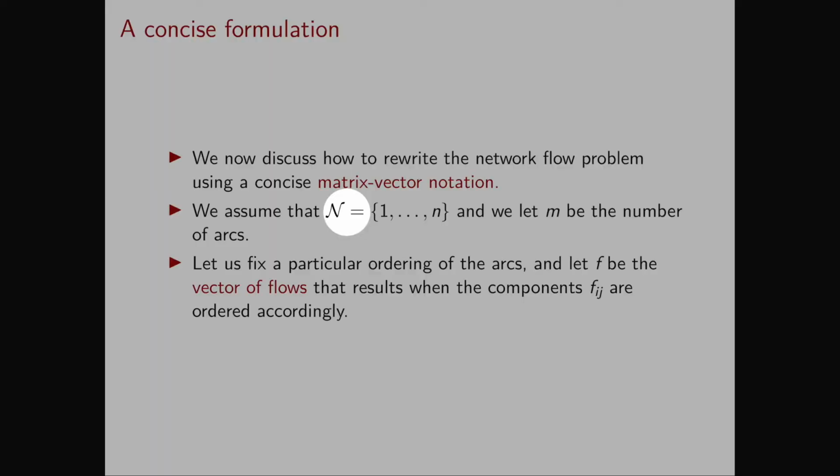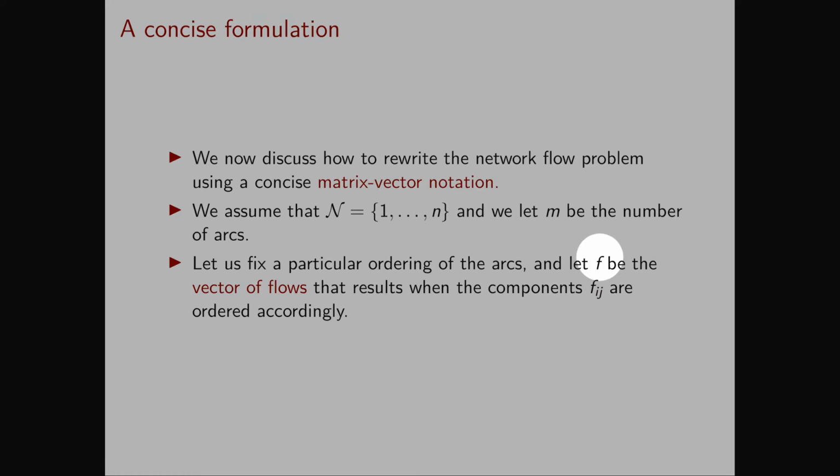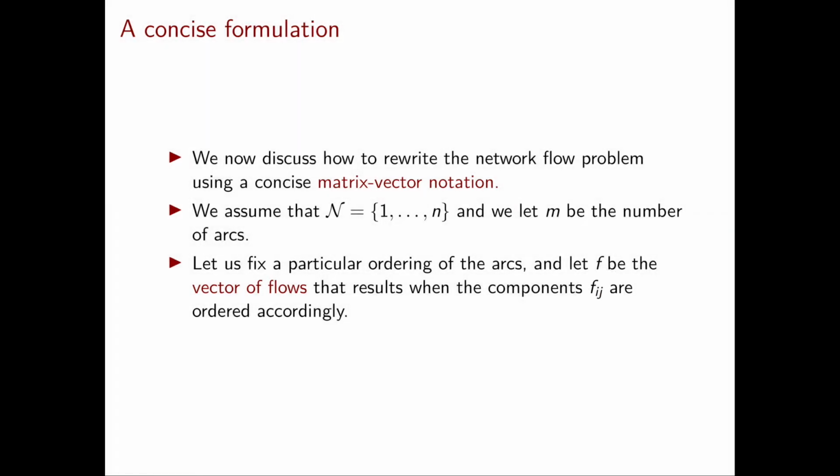Next, we're going to see how we can formulate concisely our network flow problem by using incidence matrices of directed graphs. As we will always do, we assume that our set of nodes is the set 1, 2, 3 until n. Furthermore, the number of arcs will be m. Now we want to obtain a vector f that contains all the flows of the arcs f_ij. Of course, to do that, we need to fix a particular ordering of the arcs, so that we know which arc corresponds to the first component, which one to the second, and so on and so forth.